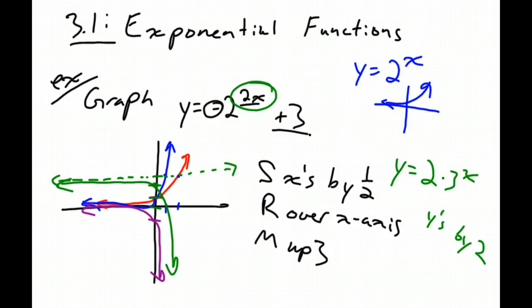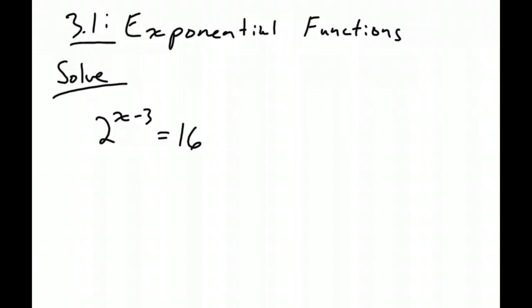Really important to know your parent graph. Crosses at 1. Okay, that's going to be seen on that 3.1 quiz. You're going to have to do all of this without a calculator. So no calculadora para todo. You're also going to have to do problems like this without a calculator.